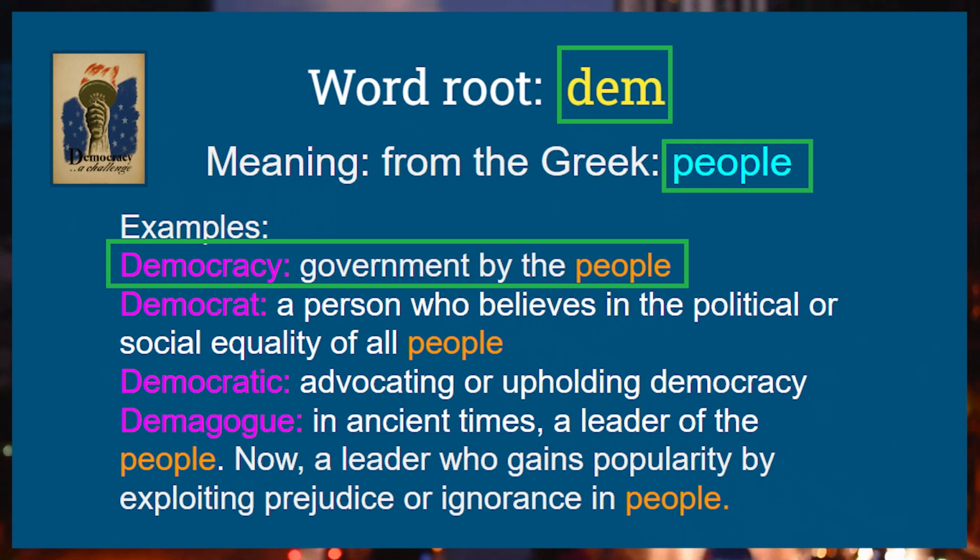It is government by the people. The people are in control. They make decisions through voting and electing people to represent their interests. You have Democrat as part of this, democratic, demagogue. You can read through those definitions and note that they all have to do with people in some aspect, but ours for this one is democracy, government by the people.